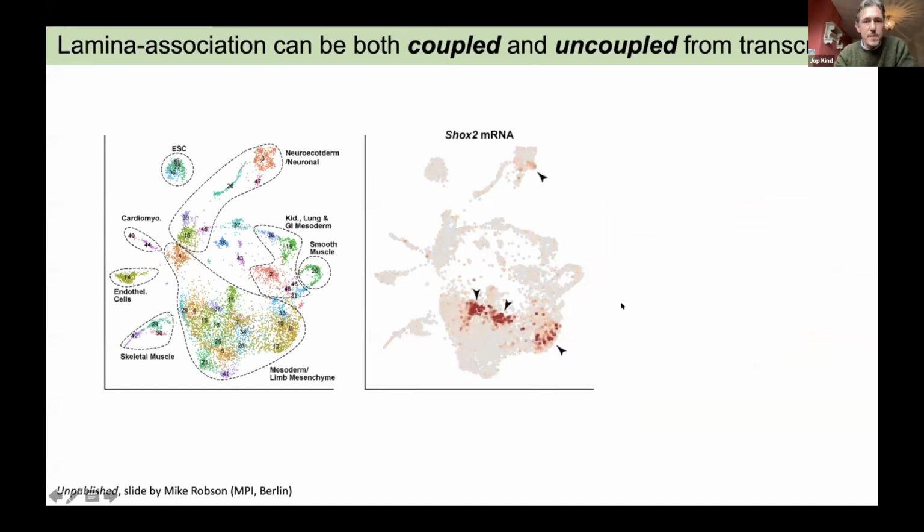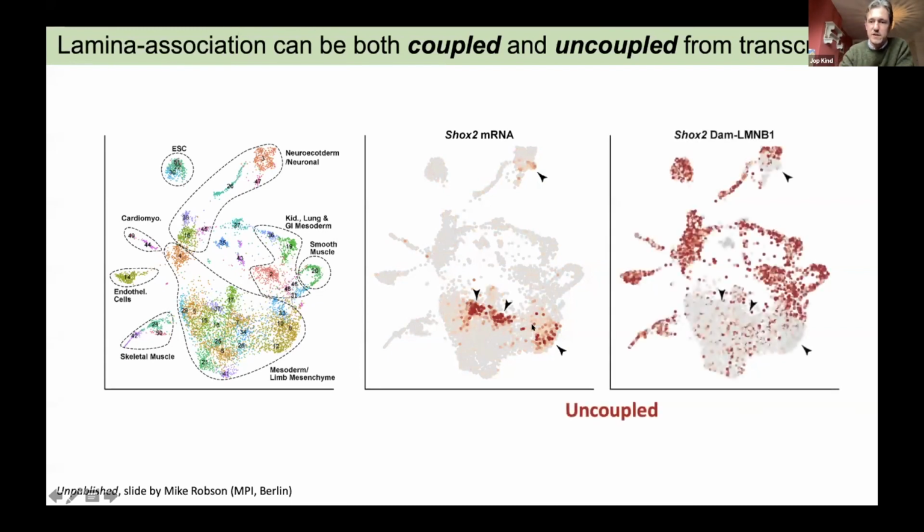But then the surprise came actually when we started looking at limb development. And I'm just showing you one example of a very important homeobox transcription factor, SHOX2, which is very tightly expressed only here in the limb. Remember, this is all limb tissue over here and here. So from what I showed you so far, you would probably expect that this gene is lamina associated everywhere except here, but it's actually not the case.